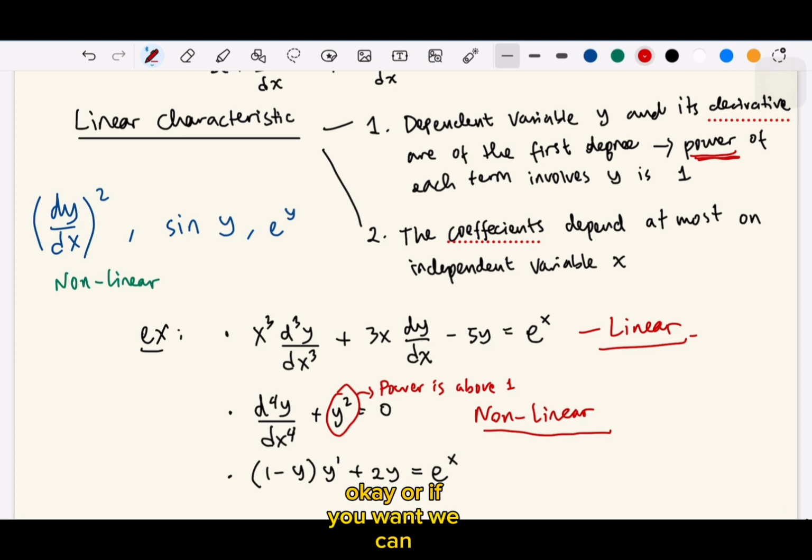Or if you want, we can multiply this, so y prime times y prime makes it nonlinear. So we can say that the coefficient depends on y, so nonlinear.